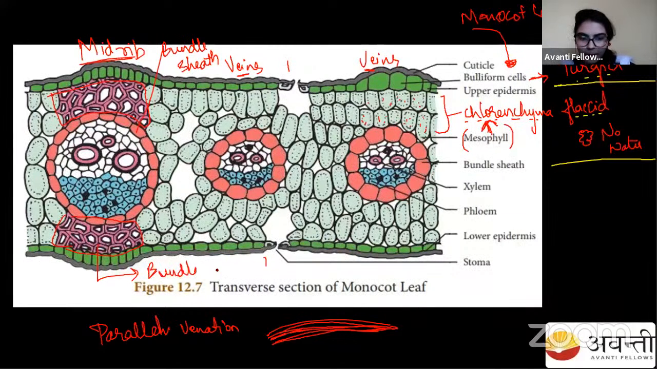Okay, bundle sheath extension. You can just remember it like this. Bundle sheath का कोई extension है that is going towards the upper and lower epidermis. Okay, and these are sclerenchymatous. Okay, these are sclerenchyma cells.